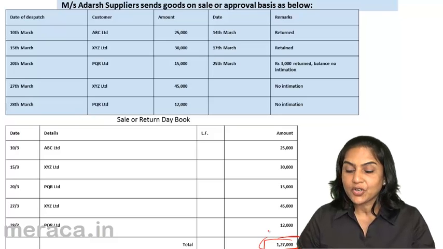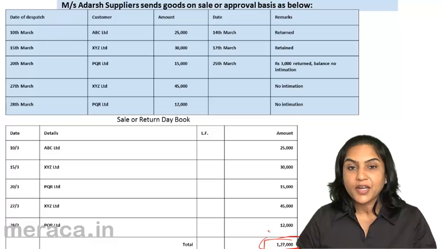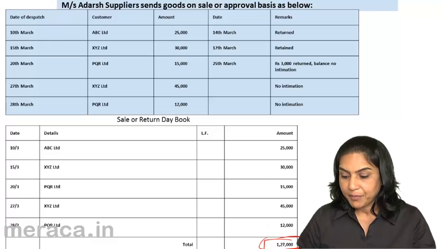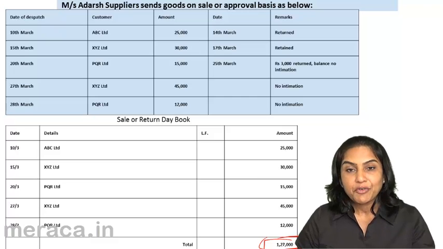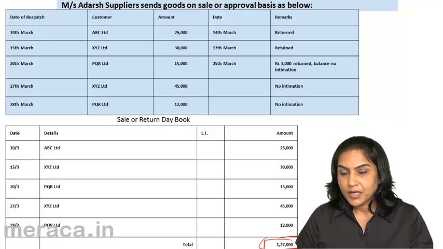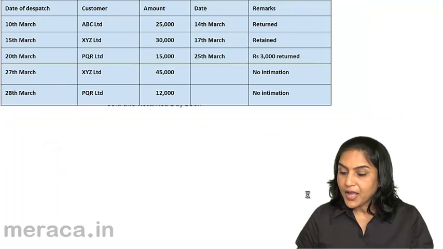Whenever goods are sent on approval, they are first recorded in the sale or return daybook. So, there has been a total of 1,27,000 sent to different customers, sent on approval. The approval and the return have been recorded elsewhere.